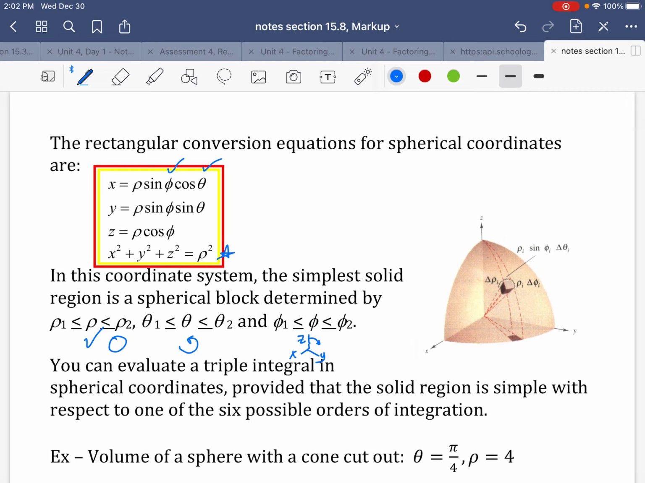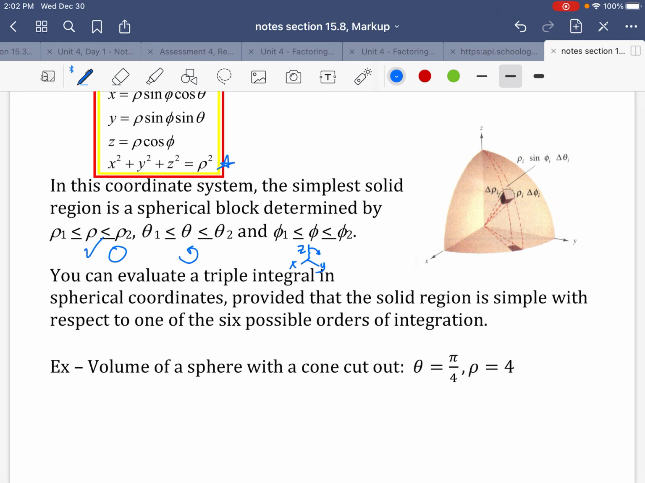All right, a quick example. You can evaluate a triple integral in spherical coordinates provided that the solid region is simple with respect to one of the 6 possible orders of integration. Remember that when you do this, you're going to have d phi, d rho, d theta. Those are going to be your 3 pieces right there.